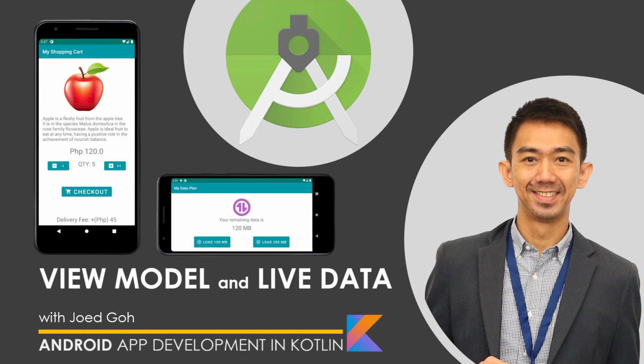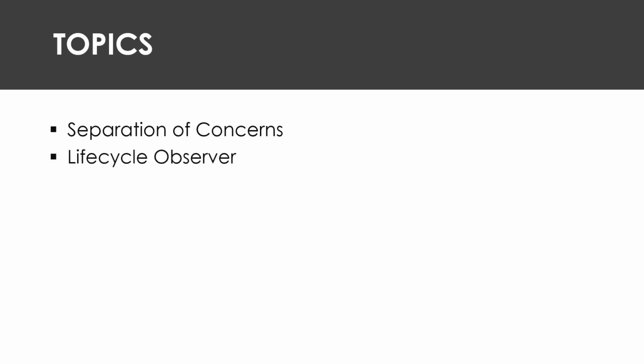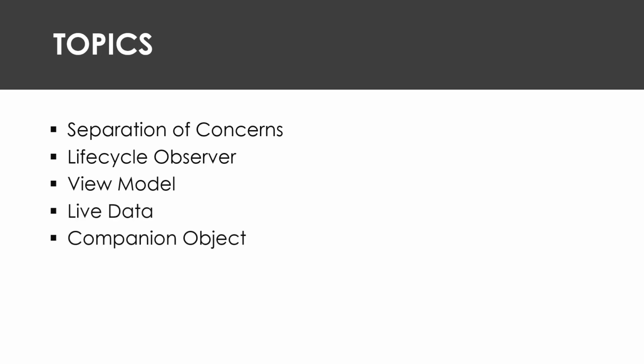Today, you will understand the basic principle on how to organize your code and properly structure your Android apps. This is commonly known as separation of concerns. We'll cover some of the topics like Lifecycle Observer, viewModel, LiveData, and companion object. We'll learn this as we build our demo application.